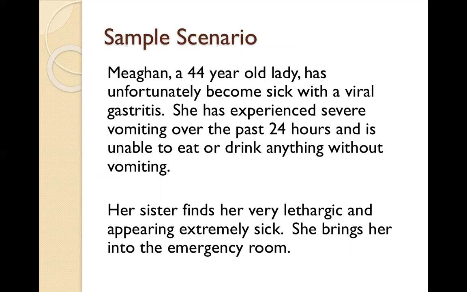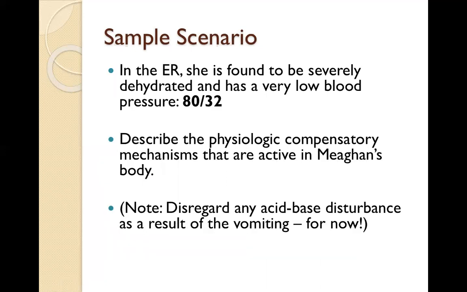So here's a sample scenario. Megan's a 44-year-old lady. She's unfortunately become sick with a viral gastritis. She's experienced severe vomiting over the past 24 hours and is unable to eat or drink anything without vomiting. Her sister finds her very lethargic and appearing extremely sick and brings her into the emergency room. So when she's in the emergency room, she's found to be severely dehydrated, and she has a very low blood pressure of 80/32. Her normal is somewhere around 120/80.